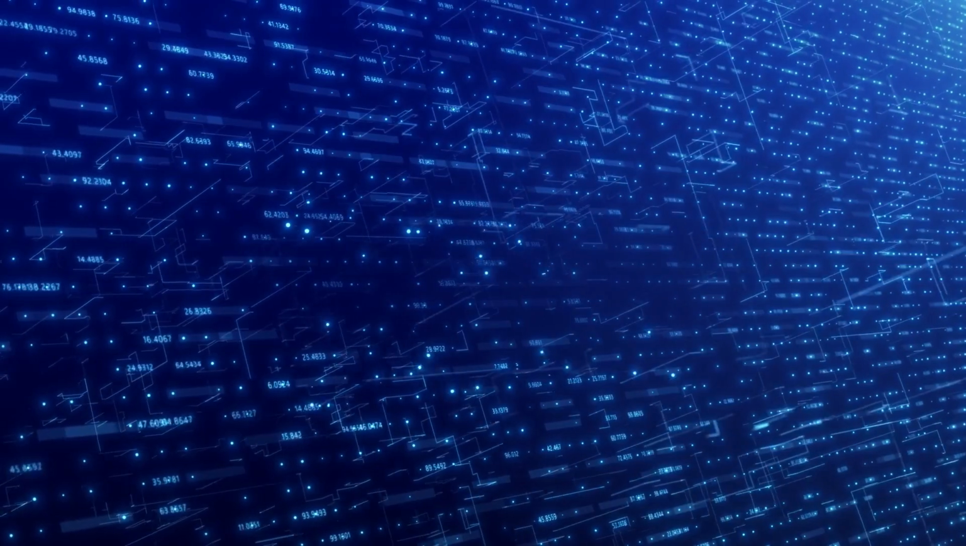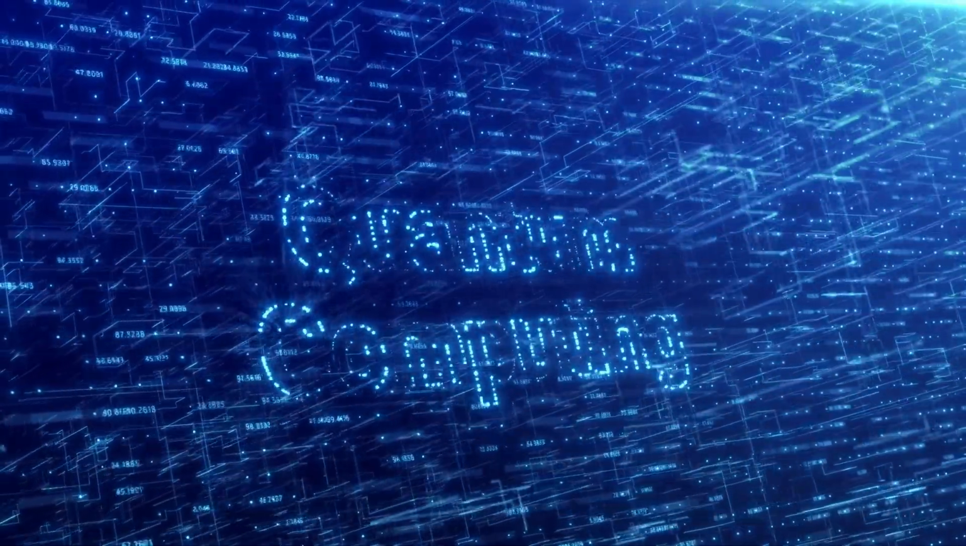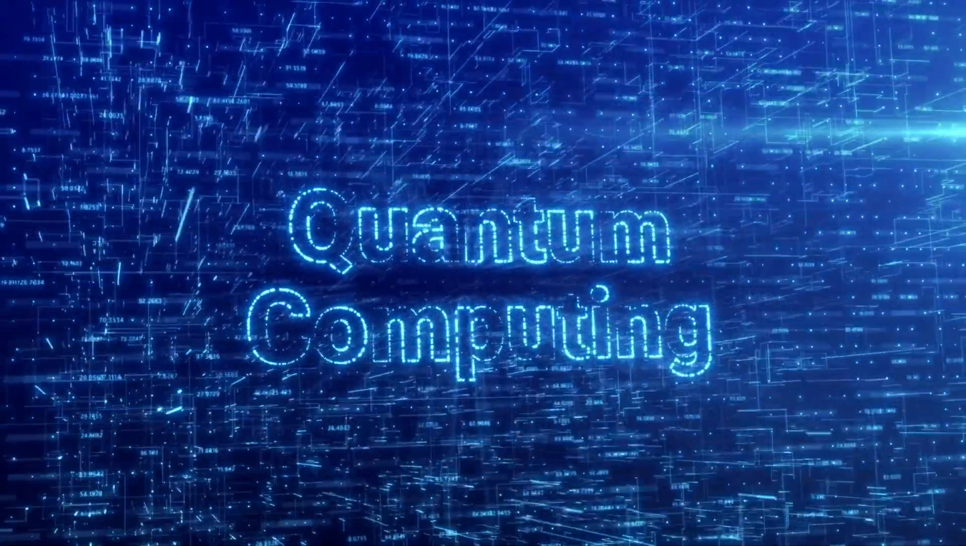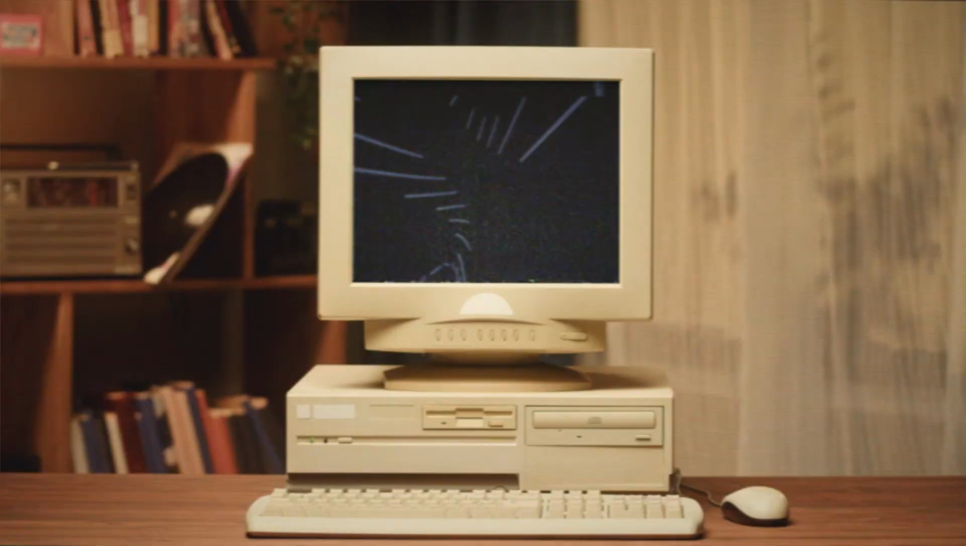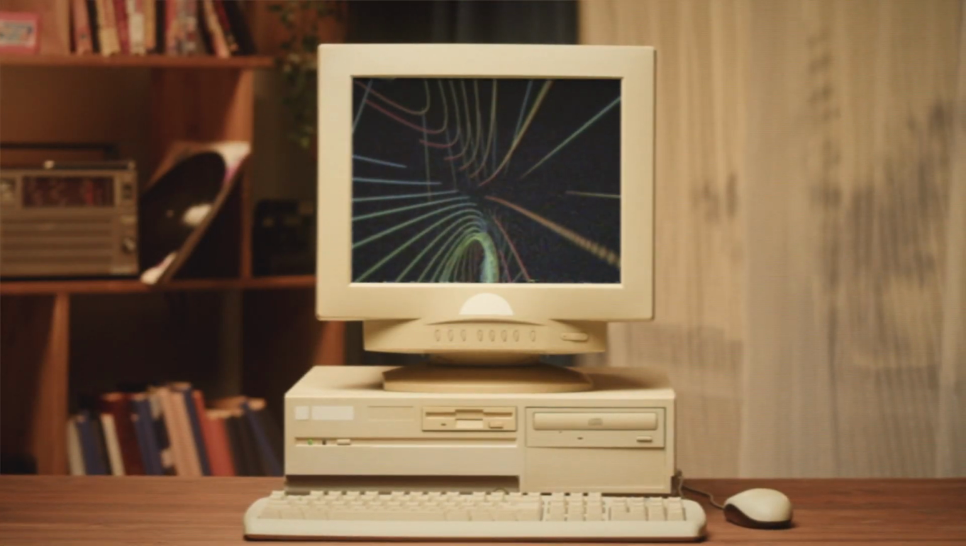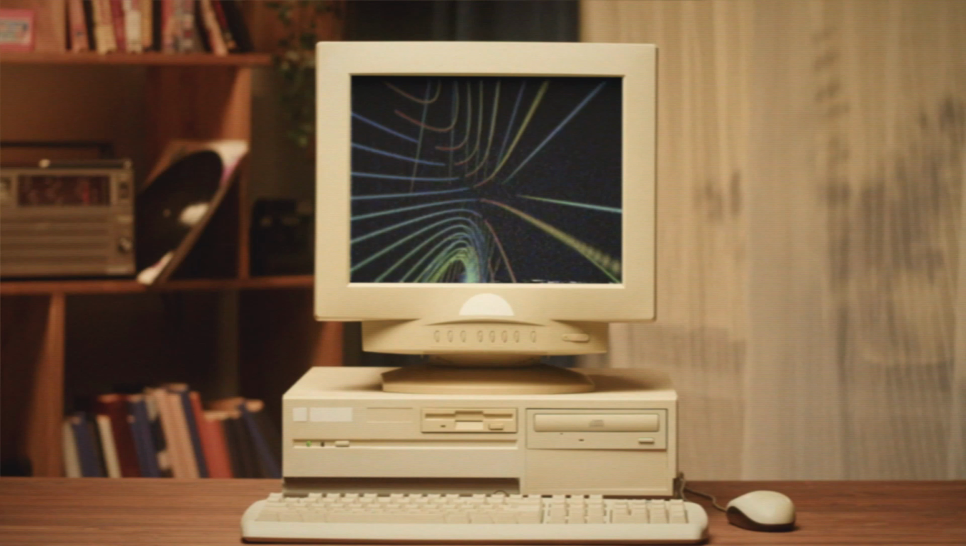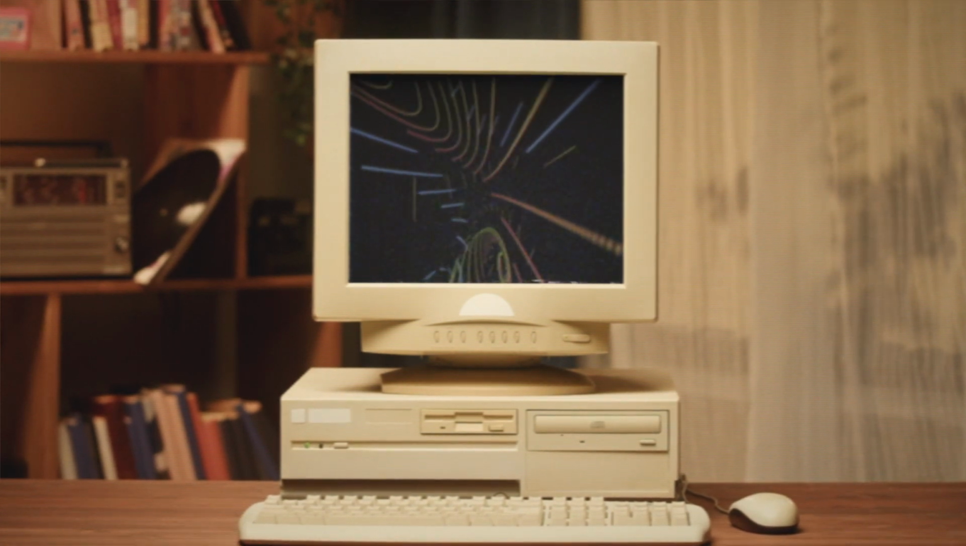Today we're diving into the fascinating world of quantum computing. In this video, we'll explore the inner workings of quantum computers, how they differ from classical computers, and what sort of mind-boggling applications they hold for the future of computing.